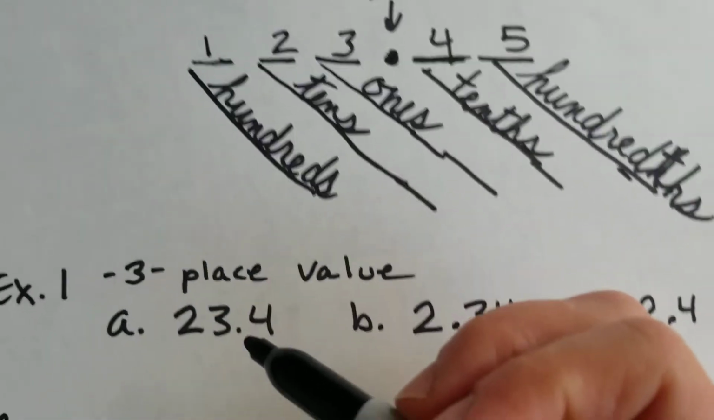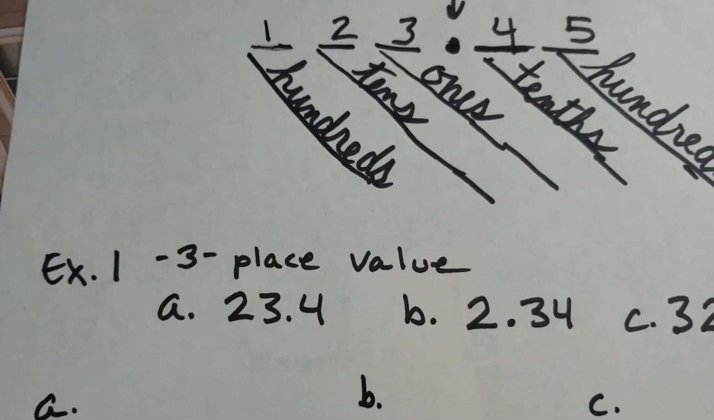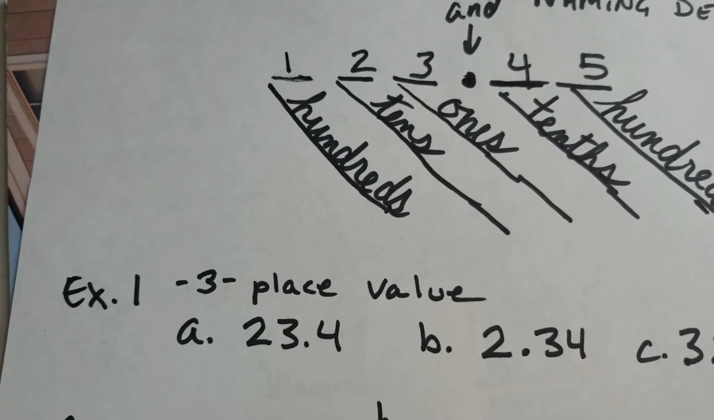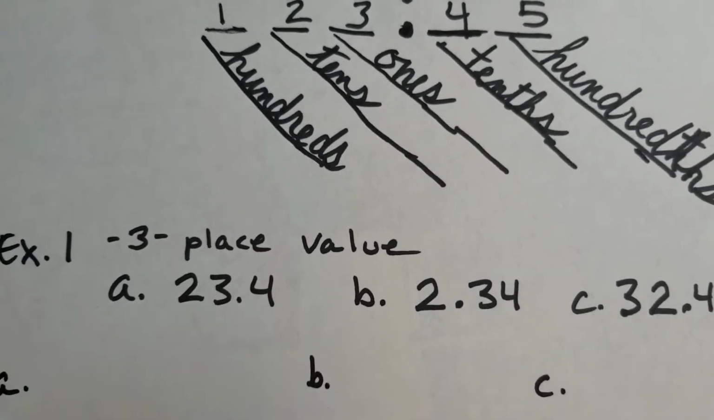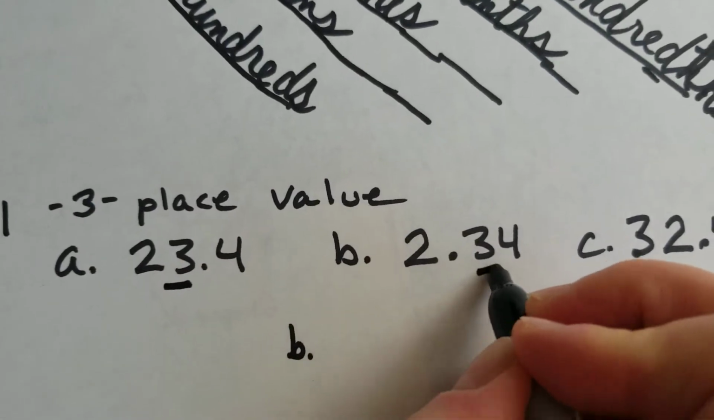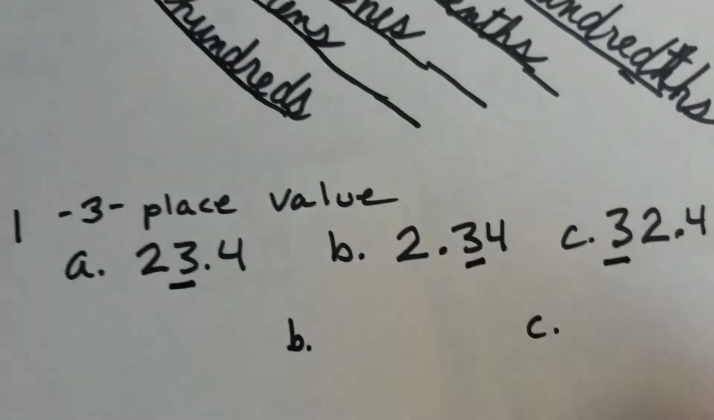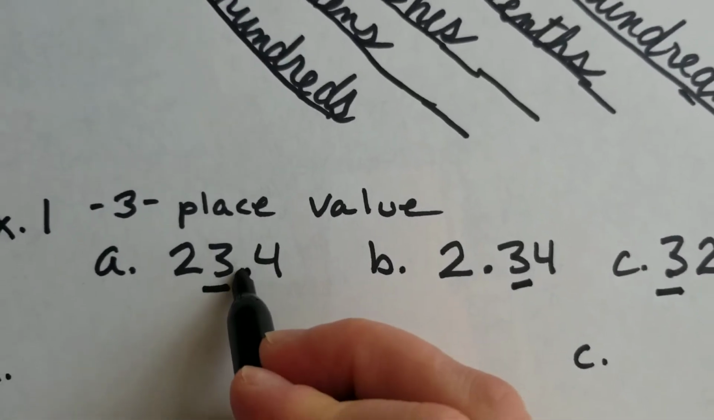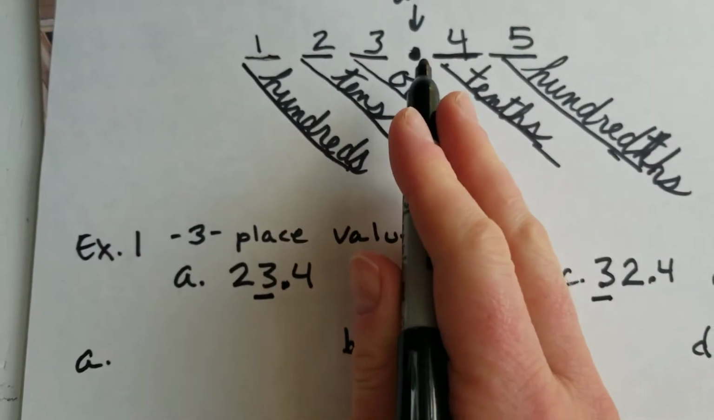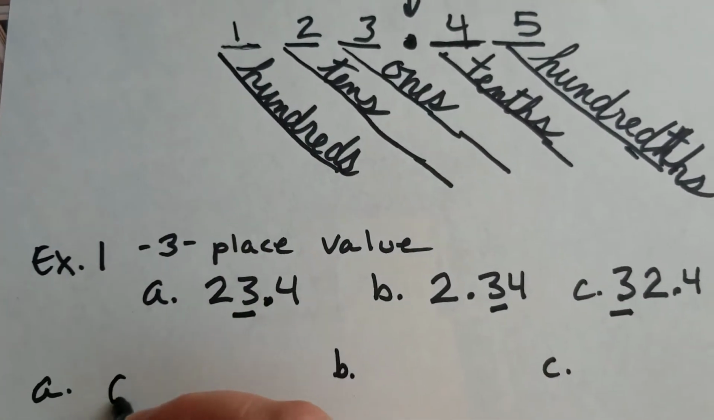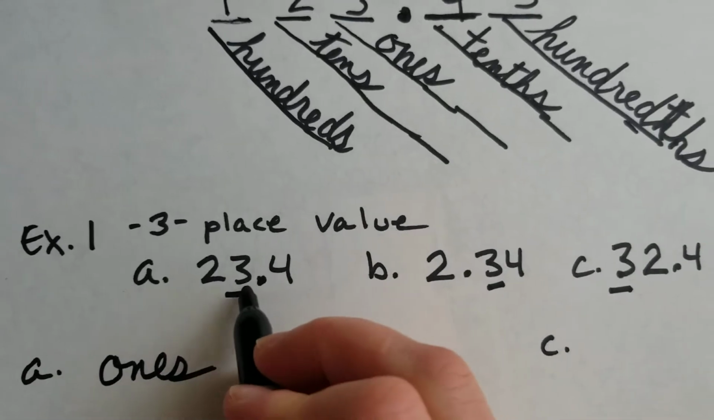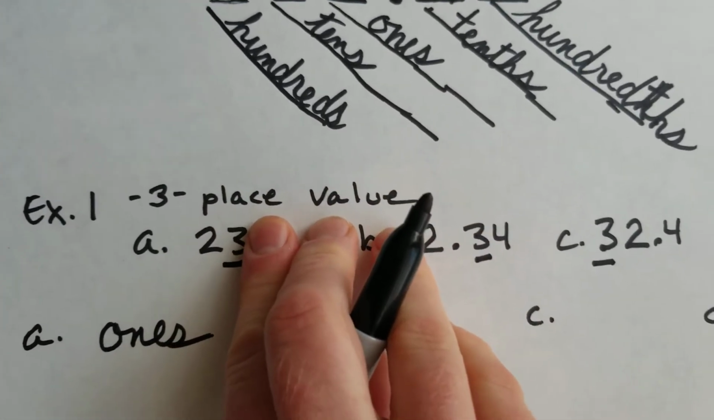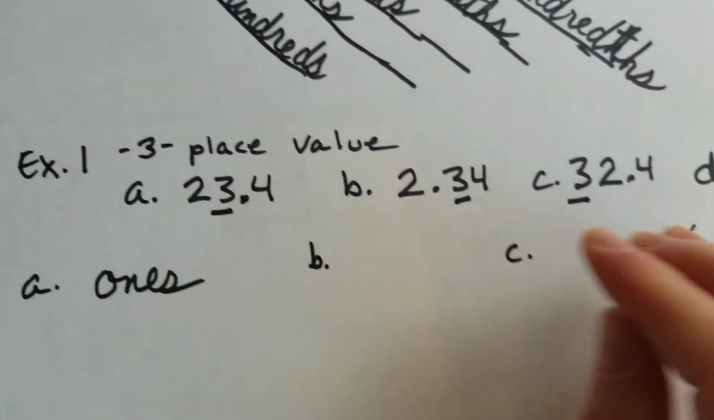So they're asking you an example. Example 1: Name the place value of the number 3 in each number. Let's underline those so we don't forget. The 3 here is to the left of the decimal. We know to the left of the decimal is the ones. So the answer to that one is ones place, just like you would see 23, 3 ones.